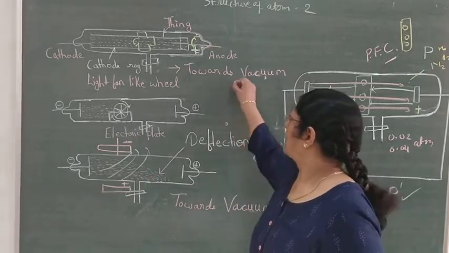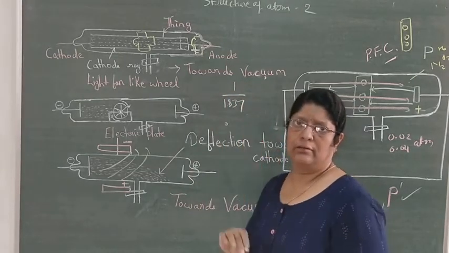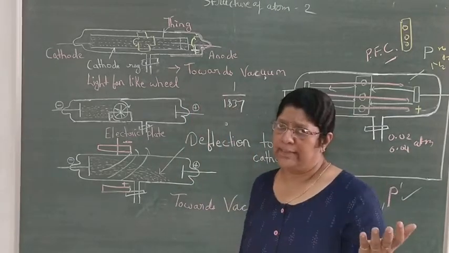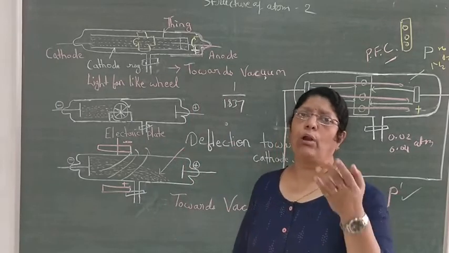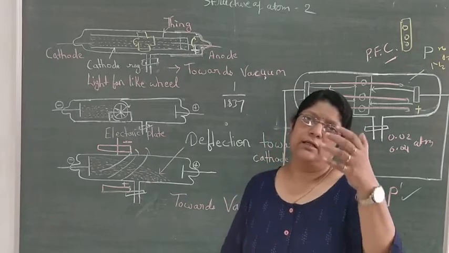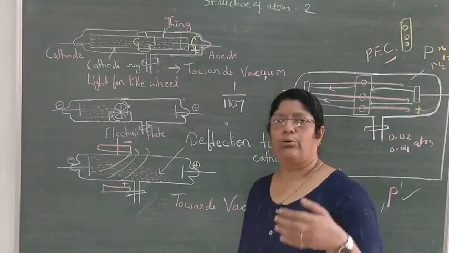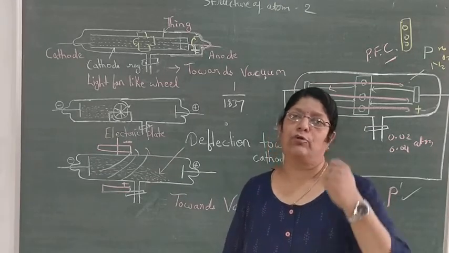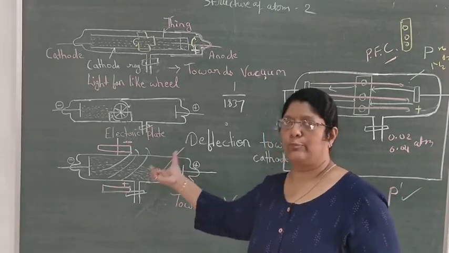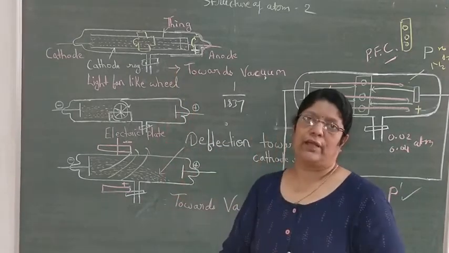Cathode rays are 1 by 1837 times lighter than anode rays. Cathode or anode, both the rays are illuminating or fluorescing a ZnS screen. ZnS screen means zinc sulfide screen. Cathode or anode rays both affect a photographic plate. They convert it into a black portion because they have the property of ionization. So this is all about the properties of cathode and anode.